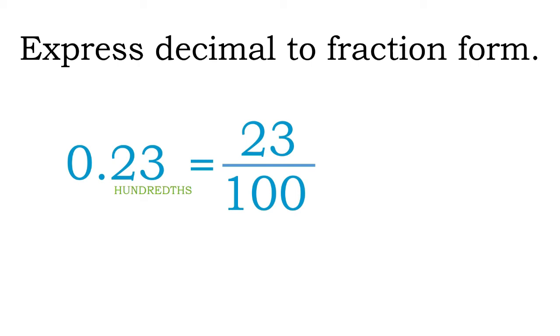This time, you are going to identify if it's in simplest form. As you can see, there is no number that you can divide 23 and 100 by without remainder. Thus, 23 over 100 is already in simplest form. Therefore, 0.23 is 23 over 100 in fraction form.